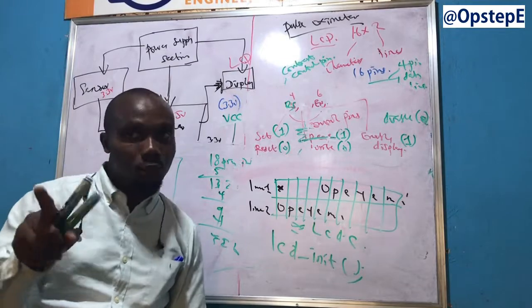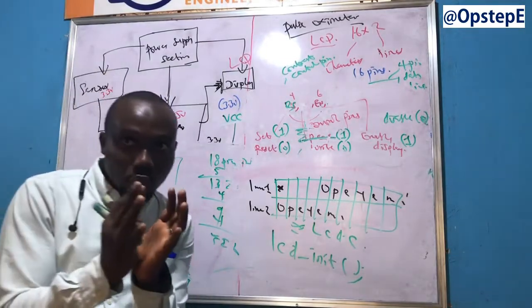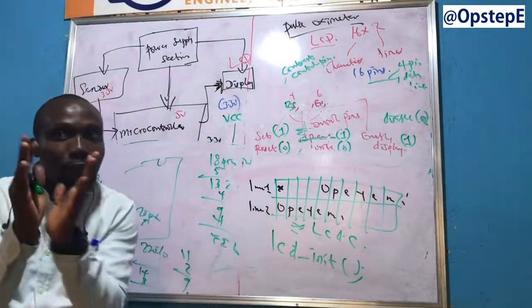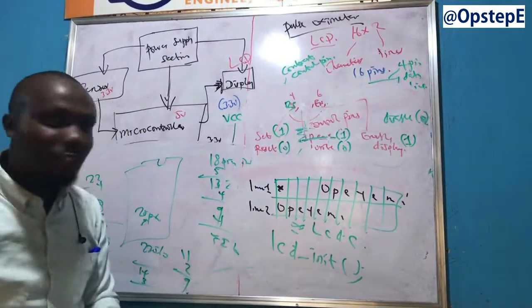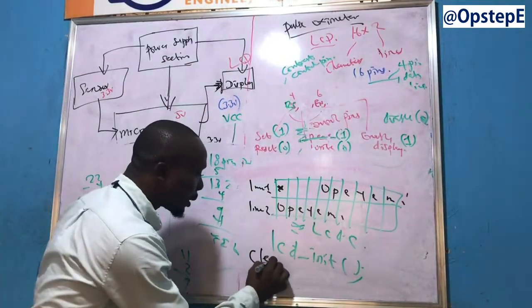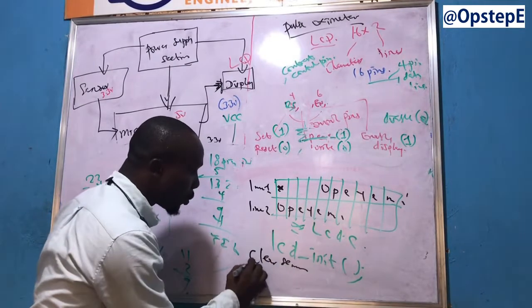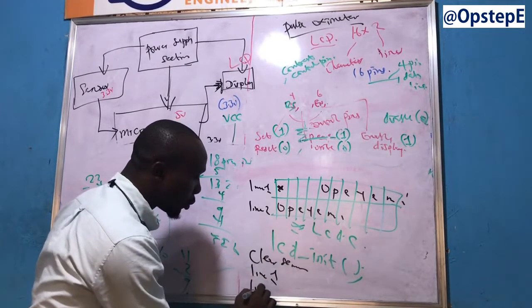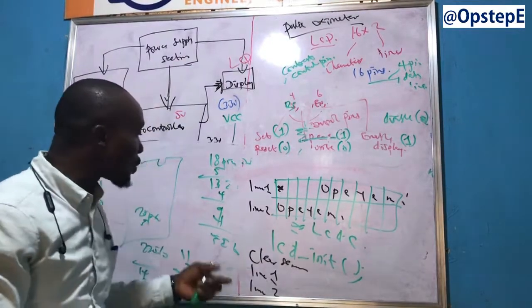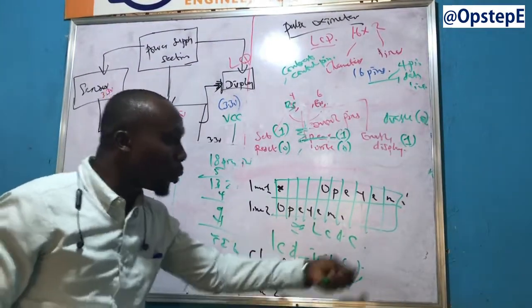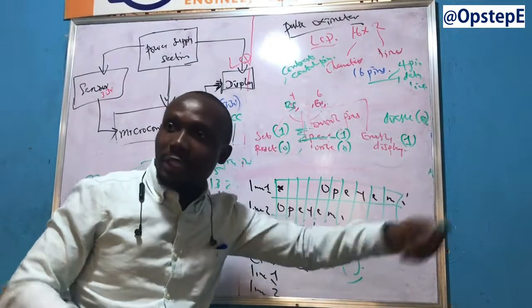Like I said, it's not you that is doing it. There's a function that is doing it for you. Just tell it you want to issue a command right now. Commands that you can actually issue are: you can clear the screen, you can go to line 1, you can go to line 2, you can home the cursor, you can say I want to write at line 1 but at column 2, at column 3.